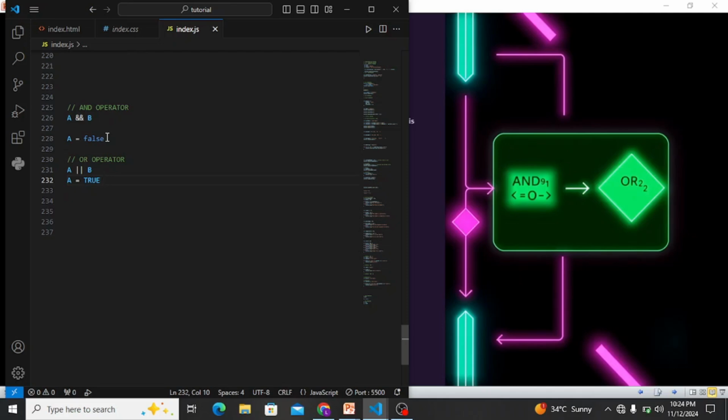This helps us to improve performance in programming by preventing unnecessary computations. You get? Okay, so now let's actually apply what we have learned with some real life scenarios where we can use the logical AND or OR.